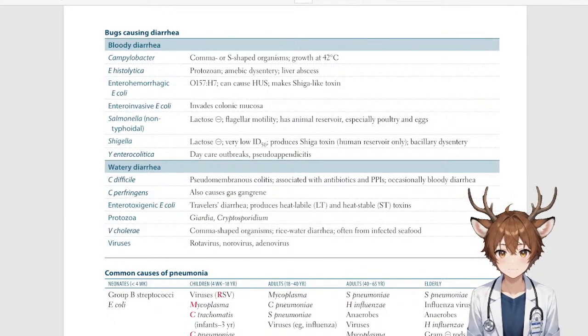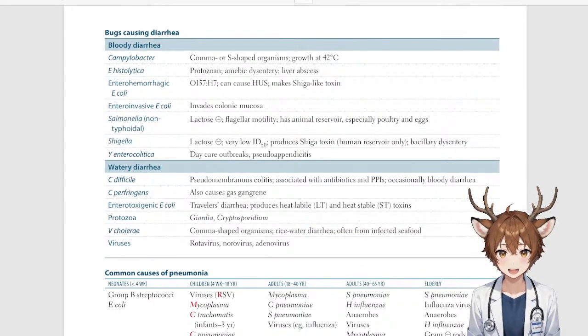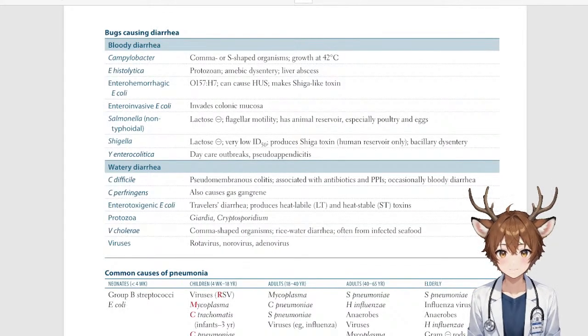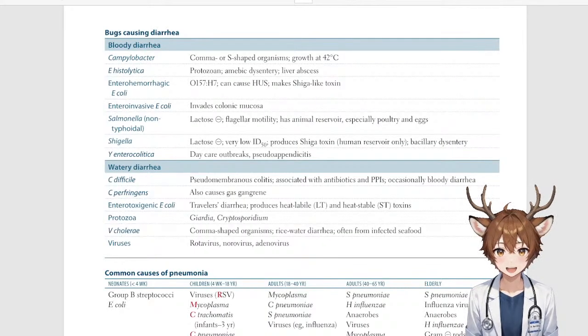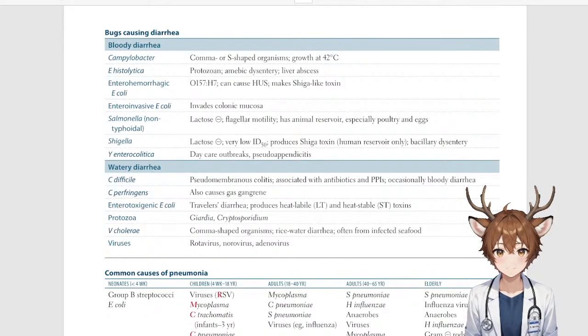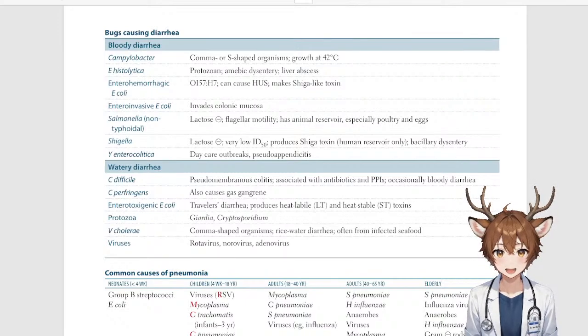Enteroinvasive E. coli. And I want to make sure I'm saying this right. When you say enterohemorrhagic E. coli, we mean EHEC E. coli. Enterohemorrhagic E. coli, that's O157:H7, that can cause HUS and makes Shiga toxin. What about EIEC E. coli? That's enteroinvasive E. coli. Invades the colonic mucosa. Okay.